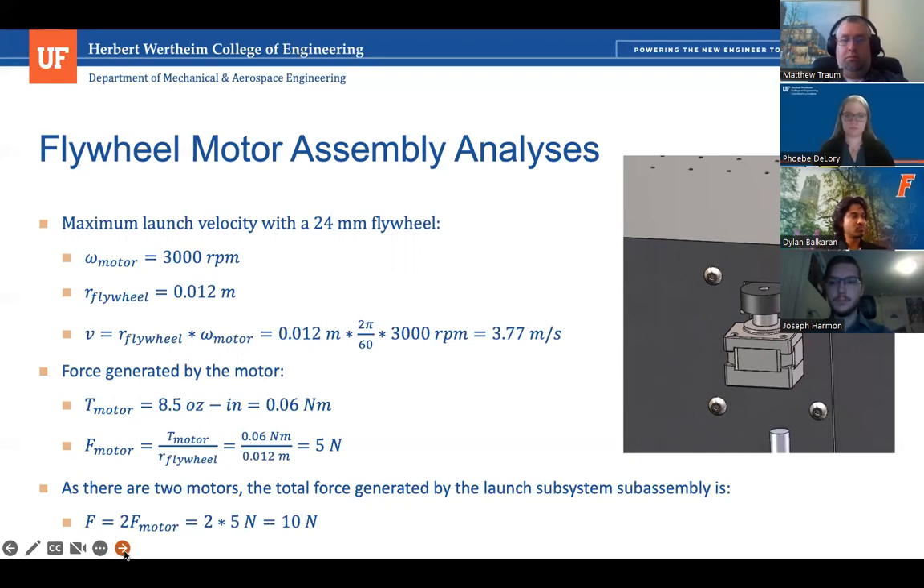So the motor is rated for 8.5 ounce-inches, which is approximately 0.06 Newton meters. And by taking into account once again the radius of the flywheel, 12 millimeters, we can calculate that the motor can exert a force of 5 newtons onto the CubeSat. As there are 2 motors within our system, the total force generated by the launch subsystem assembly is 10 newtons.